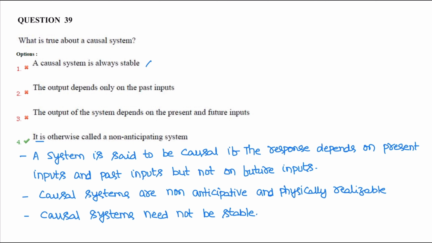Statement A is wrong. Statement 2, the output depends only on past inputs, is wrong. It depends on past inputs as well as present inputs. Statement 3, the output of the system depends on present and future inputs, is wrong. The output doesn't depend on future inputs. These systems are otherwise called non-anticipating systems. Statement 4 is correct.